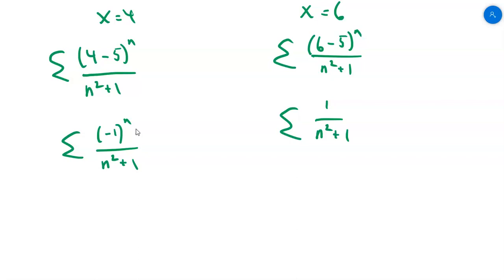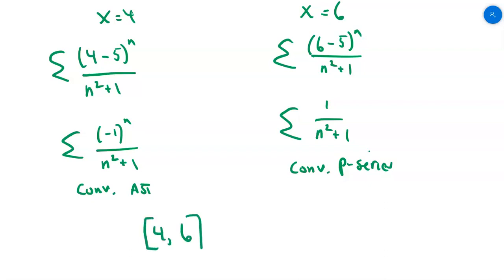This guy over here is a convergent p-series, right? It's a p-series with p equal to 2. If you want, you can run through limit comparison tests and so forth to show that the two series are the same. But yes, 1 over n squared is a p-series, and it converges. On the other side, this is an alternating series, so this thing converges also. You can say it converges by the alternating series test. The terms go down, the limit goes to 0. What does that mean? Well, that means I end up including both endpoints. I include the 4 and I include the 6.